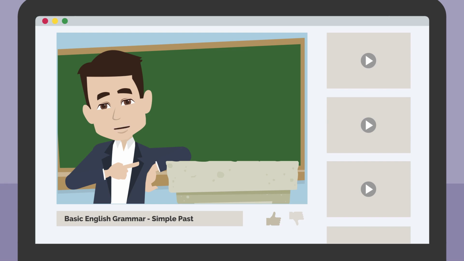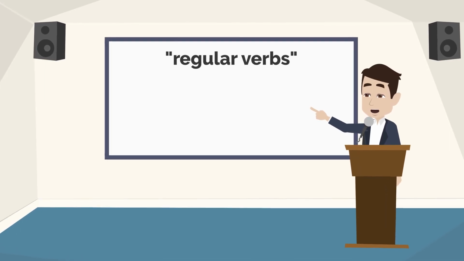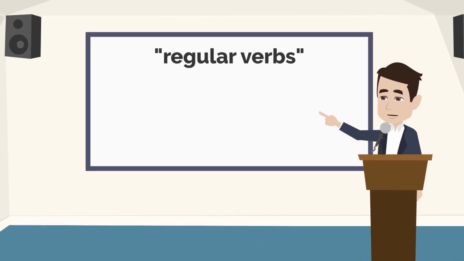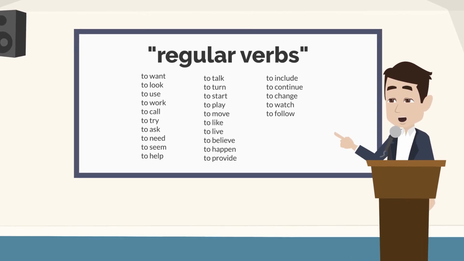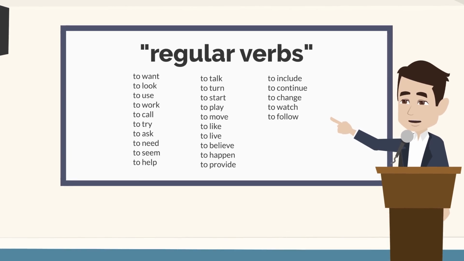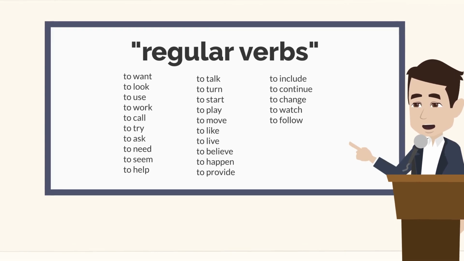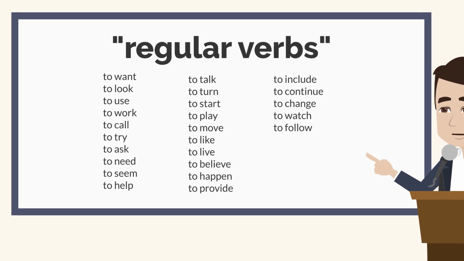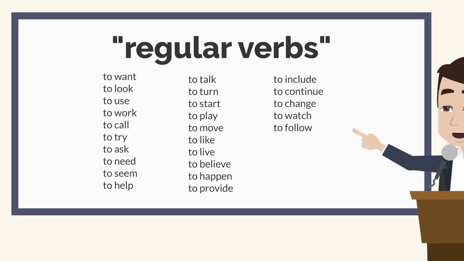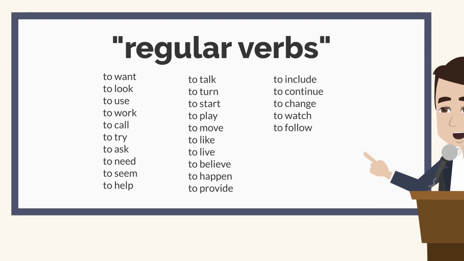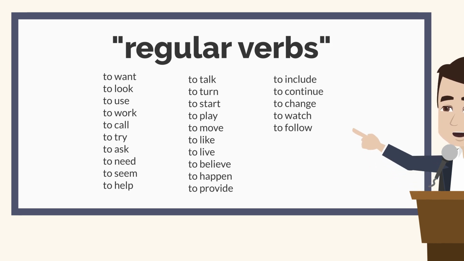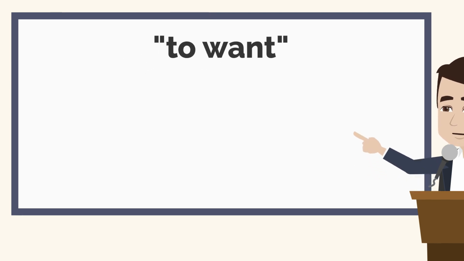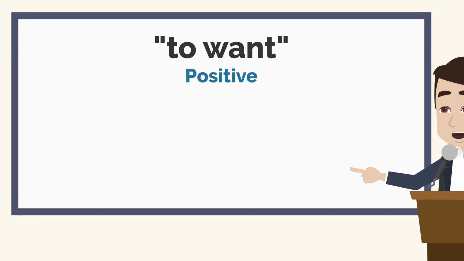you can select. Regular verbs are very easy to conjugate as they follow a standard rule. There are many different regular verbs, as you can see from this list of 25 of the most common regular verbs in English. For simplicity, we will demonstrate the simple past conjugation with the regular verb to want. Let's start with the positive conjugation.